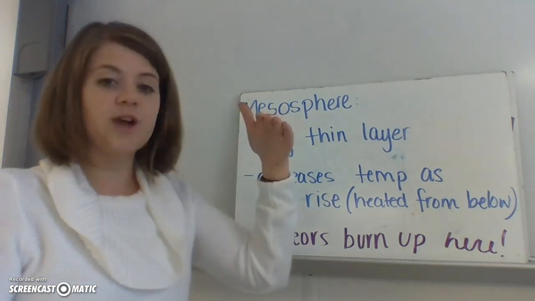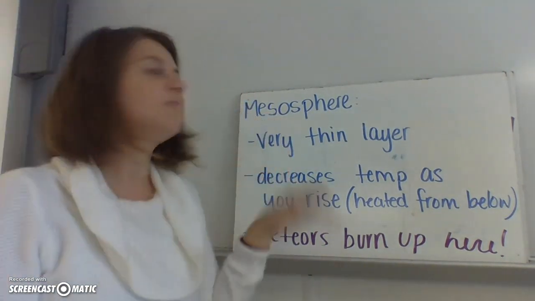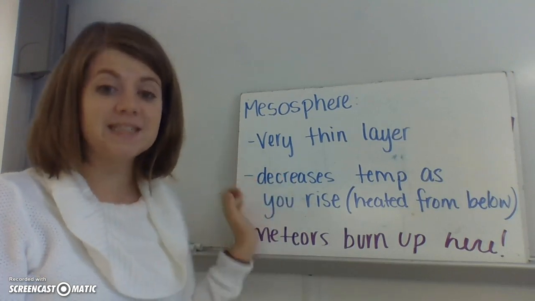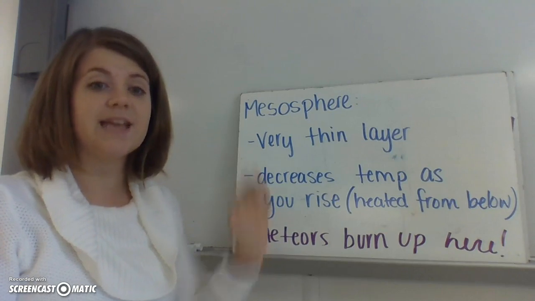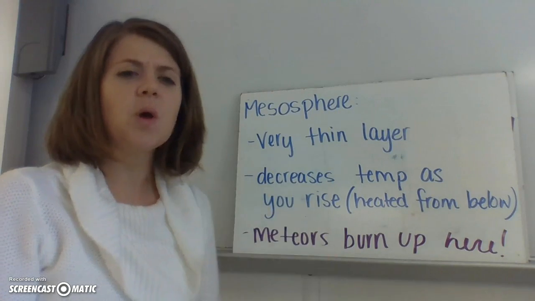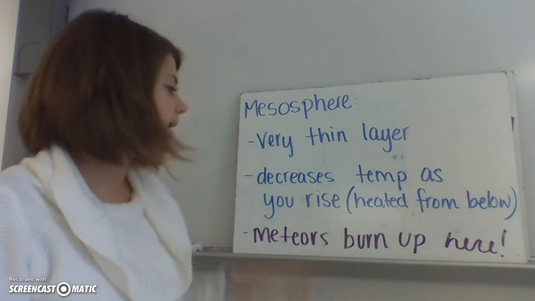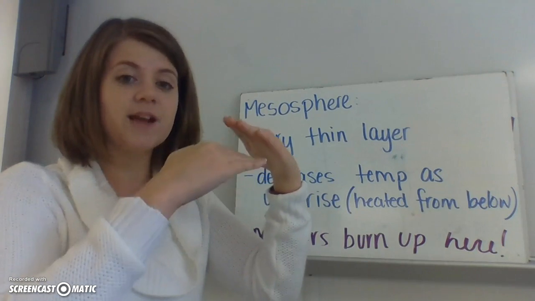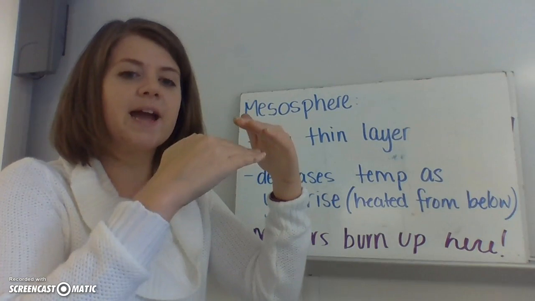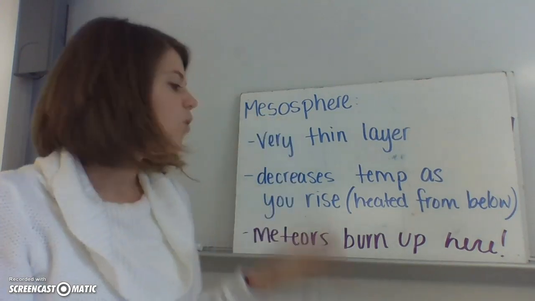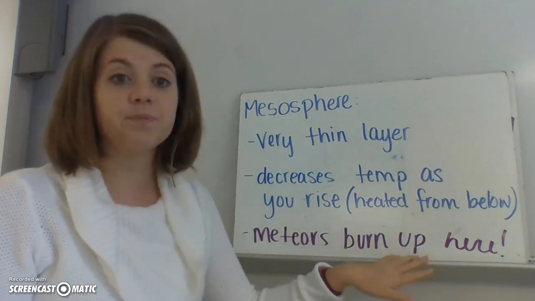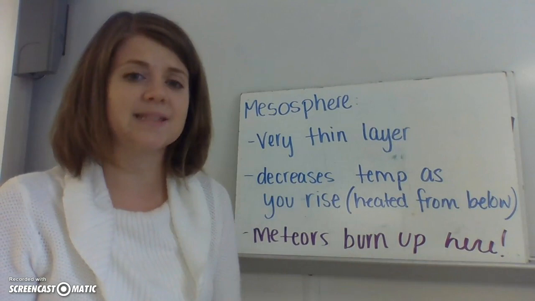So, moving up from the stratosphere, we have the mesosphere. The mesosphere is very, very thin. It's a very thin layer, and the temperature decreases as you rise. So once again, as you get up, it gets a little bit cooler. Well, why does this happen? Well, it happens because it's heated from the stratosphere. So the stratosphere takes all of that energy it's absorbed and kind of warms up that mesosphere. Well, what do we find in the mesosphere? Why is it there? Well, most meteors burn up here. All right, they don't really last past the mesosphere.